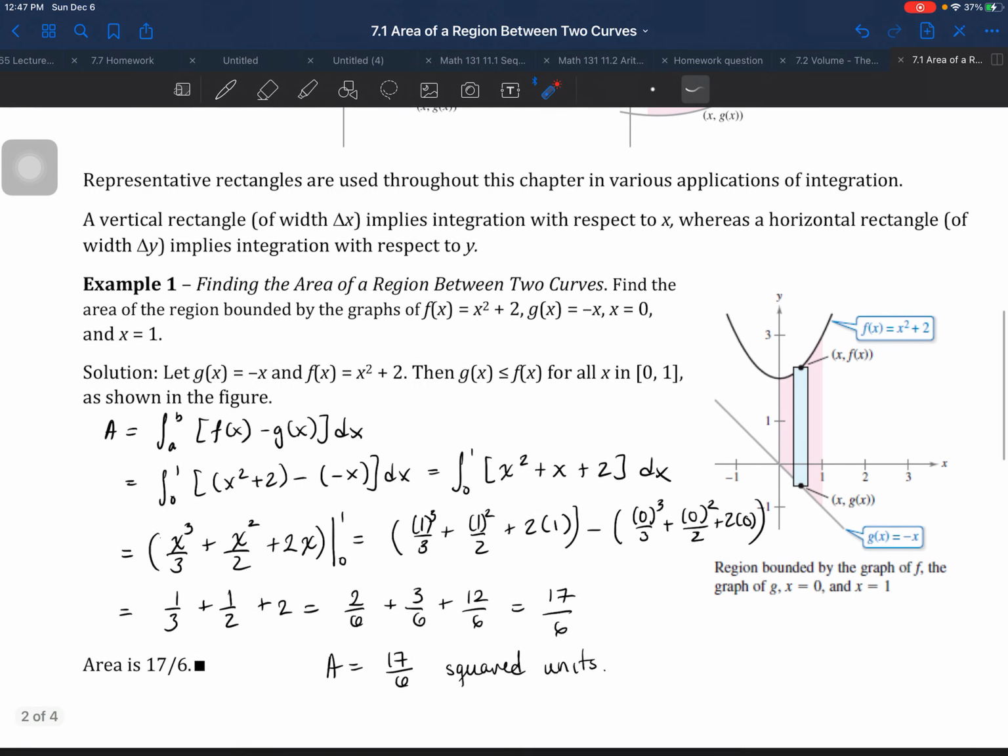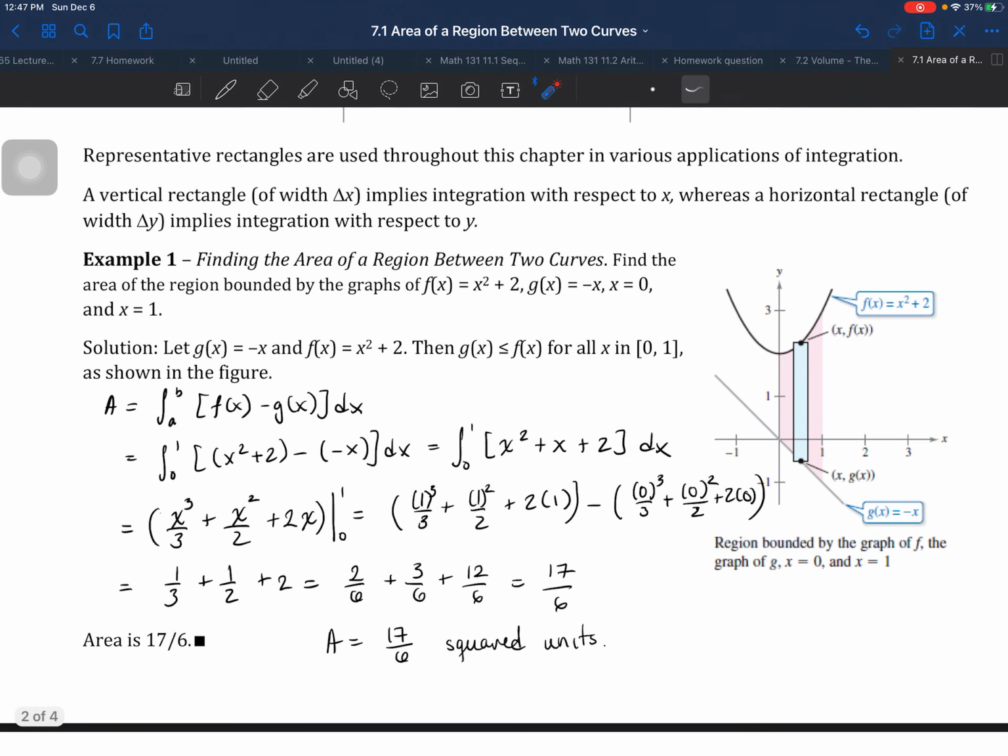So they're asking us to find the area between the two regions. Find the area of the region bounded by the graph f and the graph g, which is negative x, and bounded by the boundaries x equals 0 and x equals 1. So I have here a picture of it. Here we have f, here we have g, and we're restricting this region by x equals 0 and x equals 1. So it's clearly what the region is.